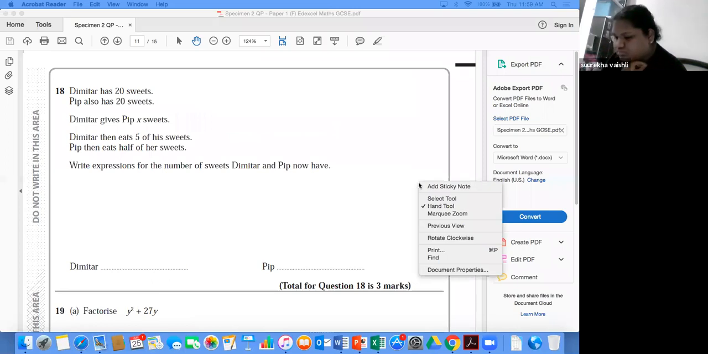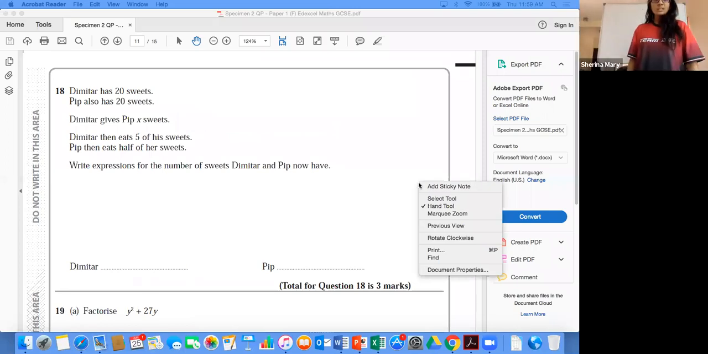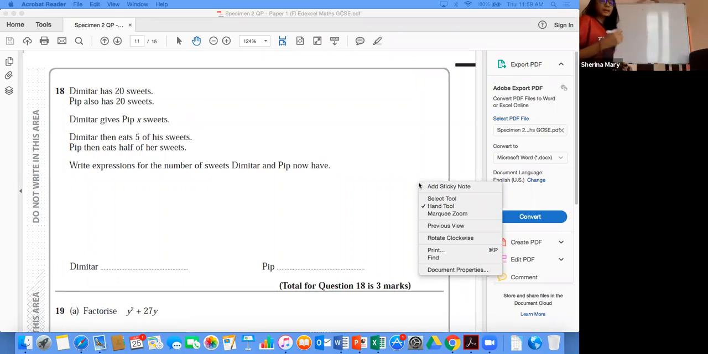Okay, next. Dimitar has 20 sweets. Pip also has 20 sweets. Dimitar gives Pip X sweets. And then Dimitar eats 5 sweets. And then Pip eats half of her sweets. Write an expression for the number of sweets of Dimitar and Pip.